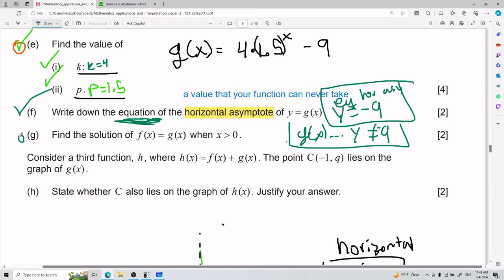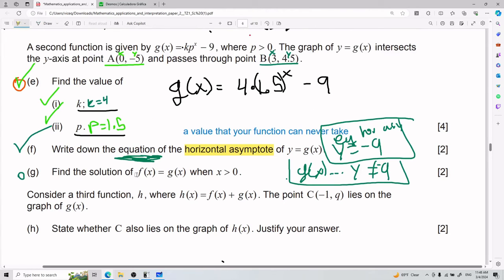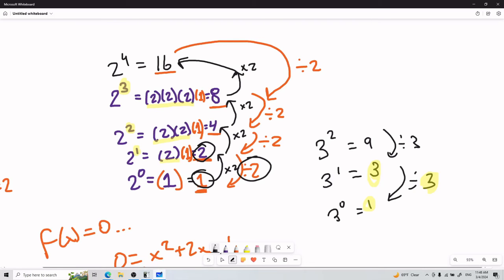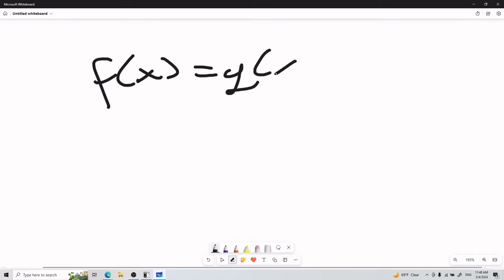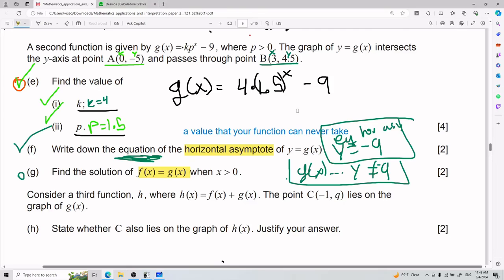So for g, they tell us to find the solution of f of x equals g of x when x is greater than 0. And so, go piece by piece. Right now, we need to find the solution of f of x equals g of x. So let's go ahead and write that over here. F of x equals g of x. Now, what is f of x? What is g of x?